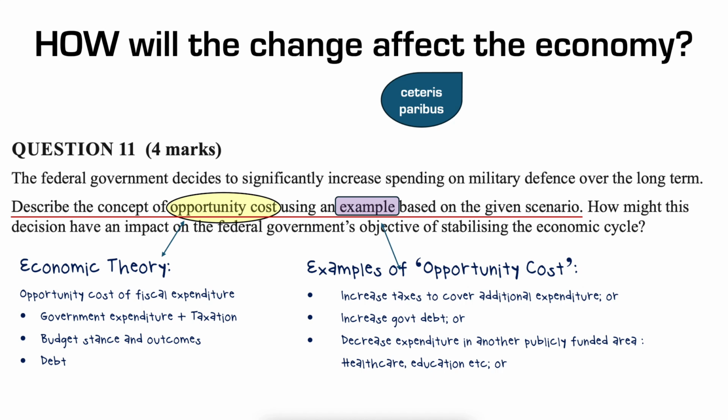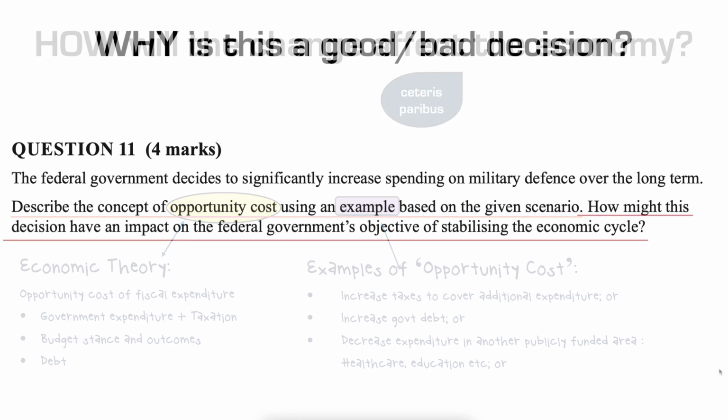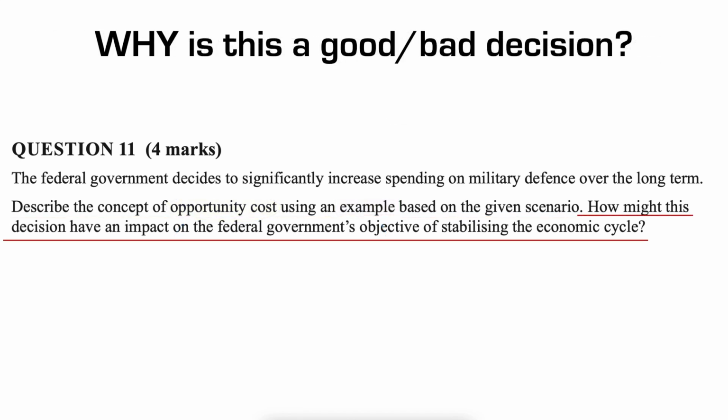But what we really know at the moment is we don't know much more about the government decisions beyond that they want to spend more money in military defence. So this is where, for these short questions, you have to really target your response to the granular nature of the question. The third and final phase of answering a question like this one is to refer to our final sentence. How might this decision have an impact on the federal government's objective of stabilising the economic cycle?